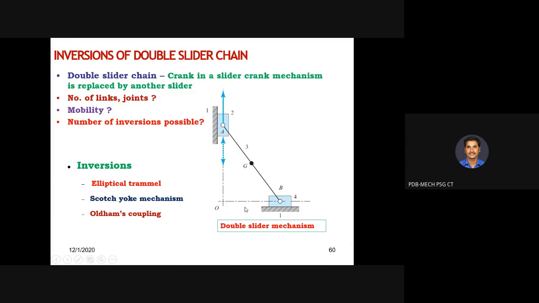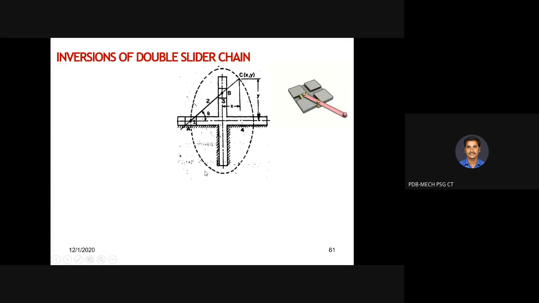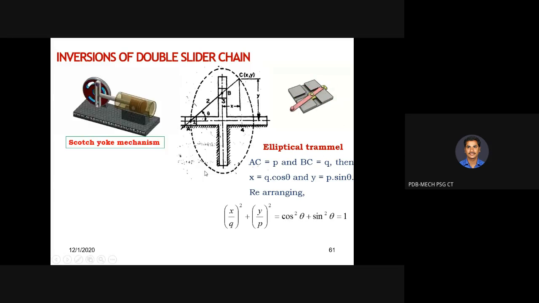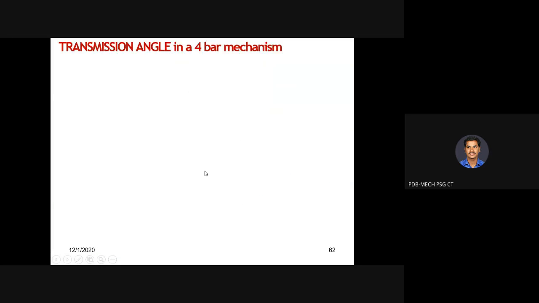So this is an example for a double slider. Double slider means we have a frame, and here we have slider 1, and here we have slider 2, and these 2 are coupled. So slider 3, and the frame is 4. So this is an example for a slider. By fixing only one link, what mechanisms you are going to get for different applications, that is very interesting to learn. Okay, next we move on to the important definition called transmission angle.